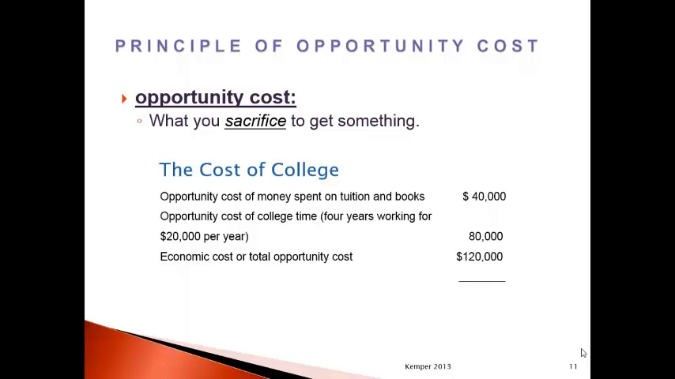Here's a good example. The cost of college. The opportunity cost spent on books. So you spend $40,000 of your money plus the opportunity cost of 4 years of working at $20,000 a year. So your total opportunity cost of going to college is $120,000.